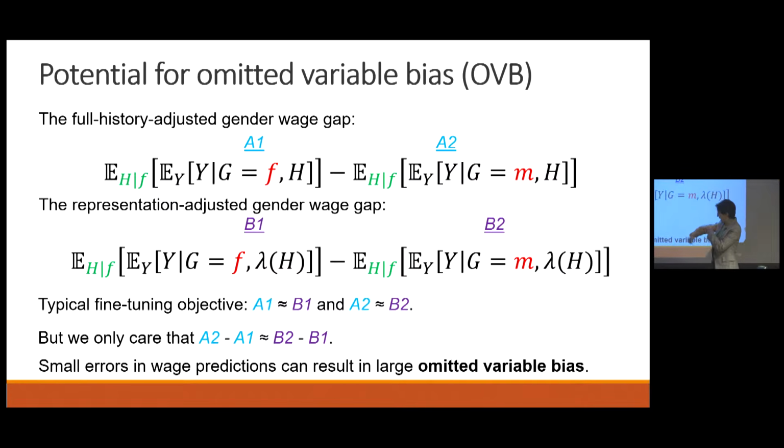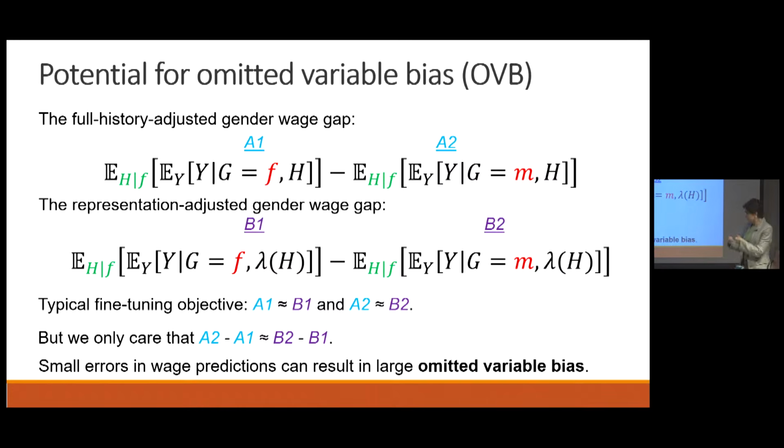That is, I'm going to try to fit the true conditional expectation of wages using my embedding, and try to match them up. And the same for men, and that's the standard objective for supervised learning. But from the perspective of doing decompositions, what I care about is the difference. So I don't actually need to predict wages well. I need to predict the difference between men and women's wages well.